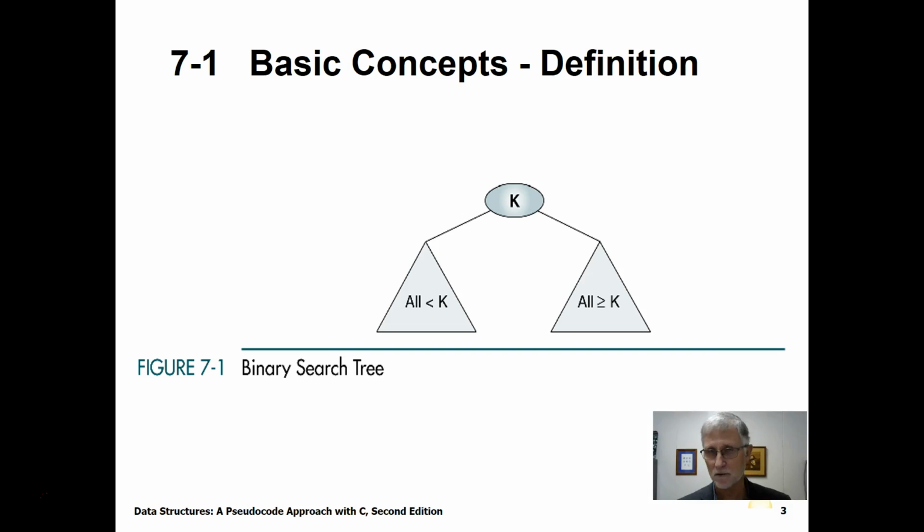So just a picture is definitely worth the 1,000 words I just said. So you've got your root node K. So anything to the left has to be less, anything to the right has to be greater.